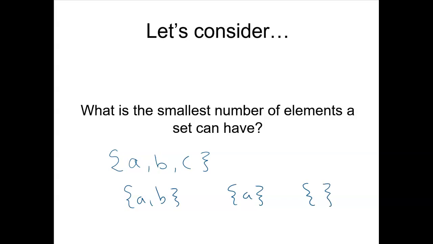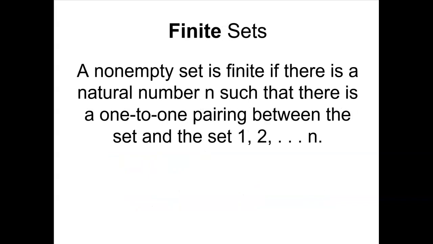These sets all have a certain number of elements, and we call those finite sets. We have this fancy definition here, but what it's basically saying is it's a non-empty set, so there's something in there, but it's finite if there is a natural number n such that there's a one-to-one pairing between the set and this set here, 1, 2.